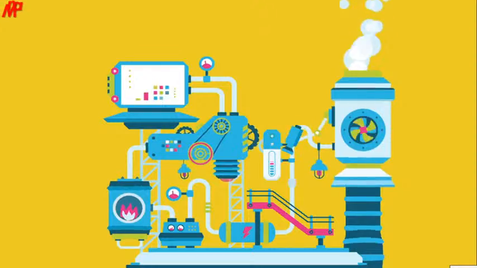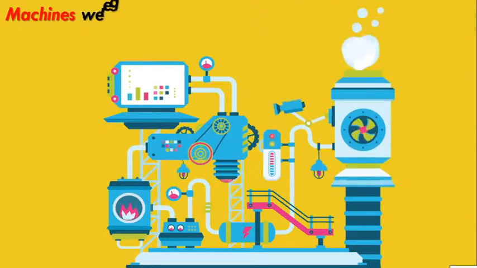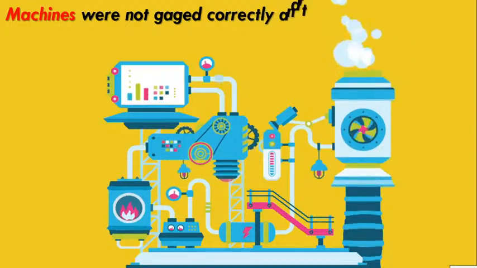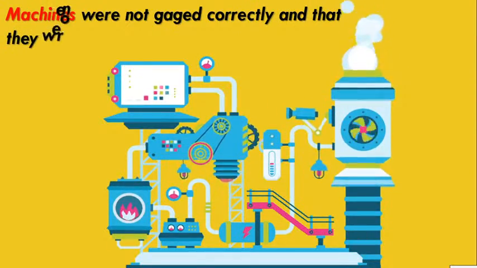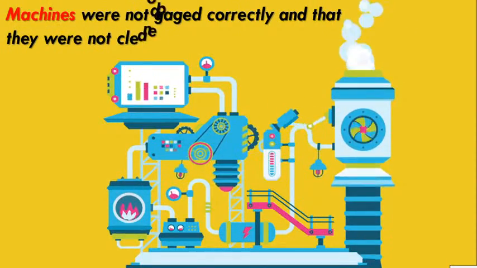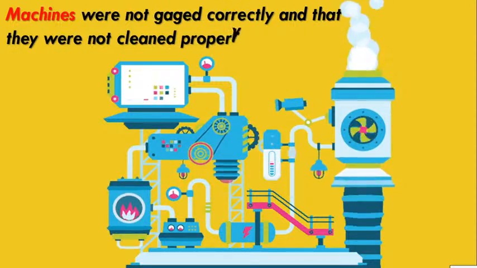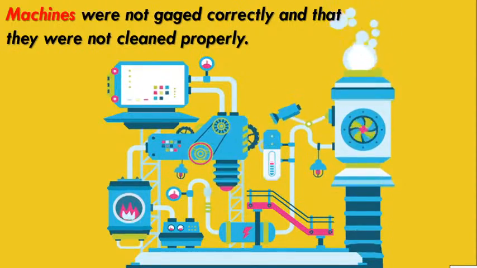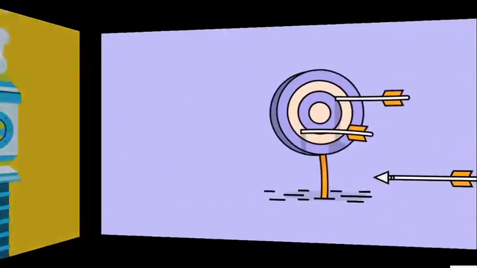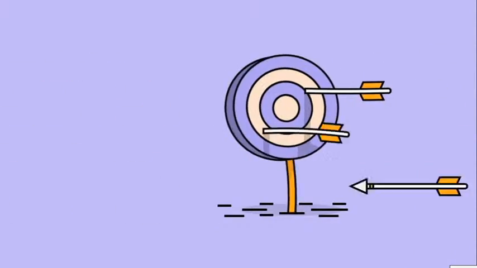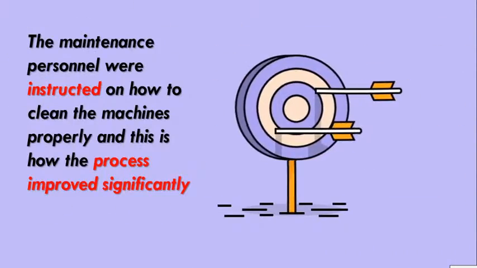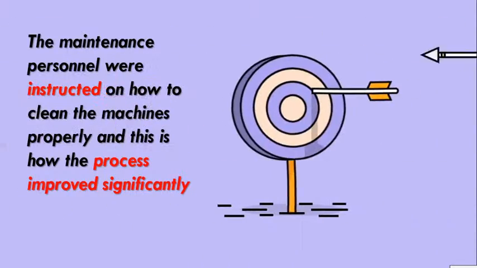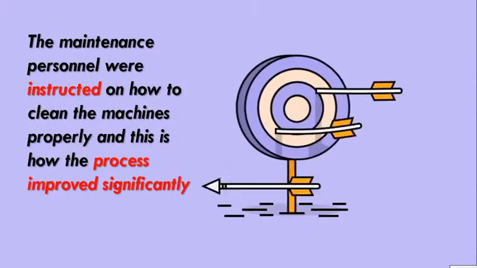Well, the main reasons why the process was performing poorly were that the machines were not gauged correctly and they were not cleaned properly. The machines were gauged to the requirements of the production and the maintenance personnel were instructed on how to clean the machines properly, and this is how the process improved significantly. There was also a lack of supervision along the line, which resulted in production deficits that were not detected in time.